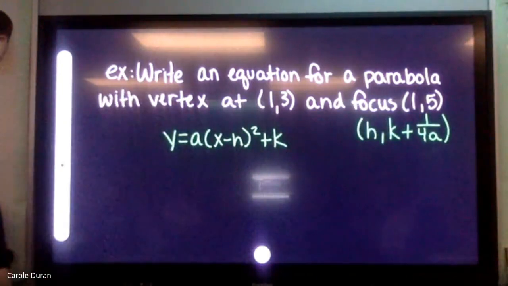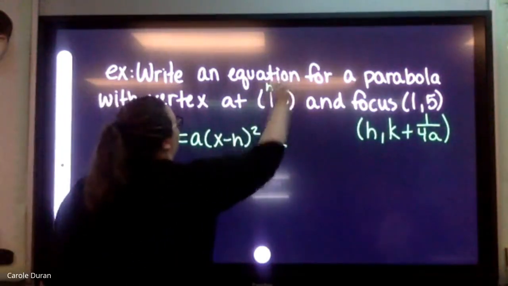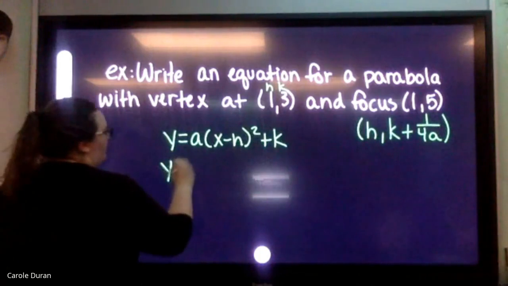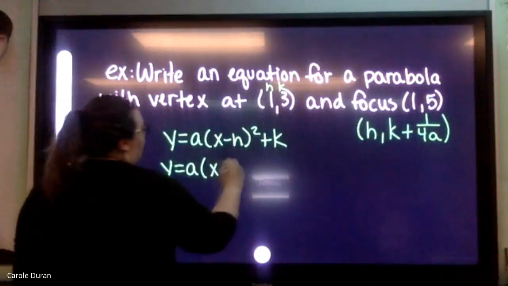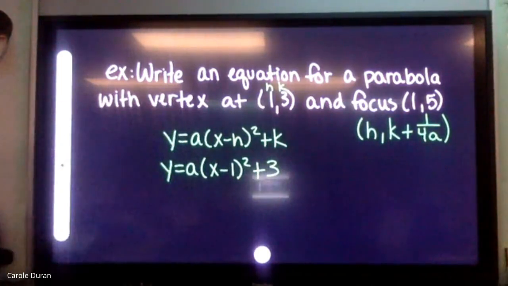for this parabola. Okay, so always look at what you've been given and use that to determine the initial type of equation. Do I have any of this information to start with? I have h and k, so I'm going to go ahead and fill those in. I acknowledge that my h is 1 and my k is 3. Filling that in, I get x minus 1 squared plus 3 with the a still unsolved.